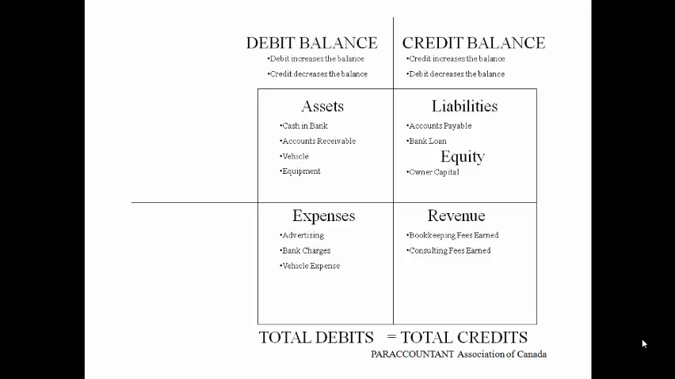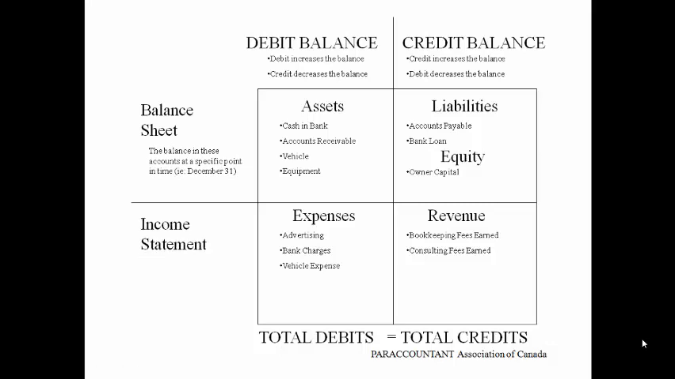Always total debits equal total credits. If this is true, you are in balance. Now let's look at the first row. A balance sheet is a financial statement that includes assets, liabilities, and equity. The balance in these accounts at a specific point in time, for example, December 31st.